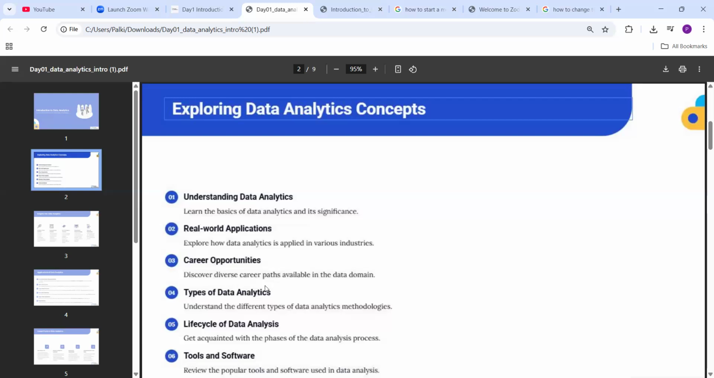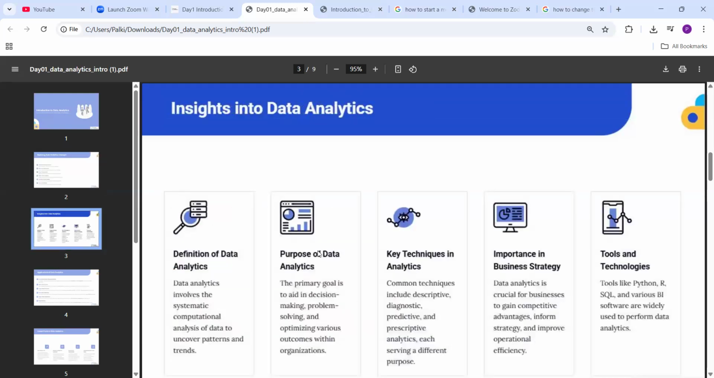So what could be the career opportunities in data analytics? Why are people getting crazy about career opportunities in data analytics? We will learn about it. First of all, how do we get the insights? How does an analyst get the insight?